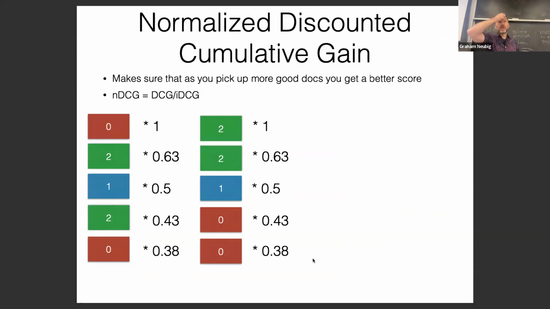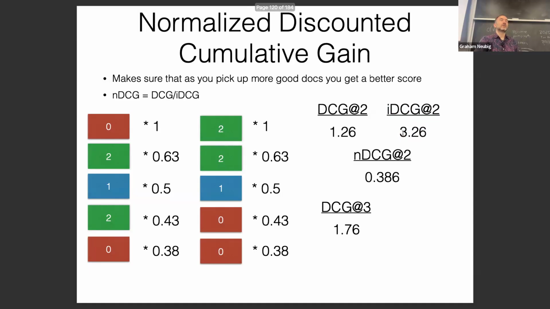Then finally, NDCG, or normalized discounted cumulative gain. Basically what this does is it makes sure that you don't get penalized for picking more good documents. And the reason why this might happen is, here we have discounted cumulative gain at 2. It's 1.26. And here we have inverse discounted cumulative gain at 2.